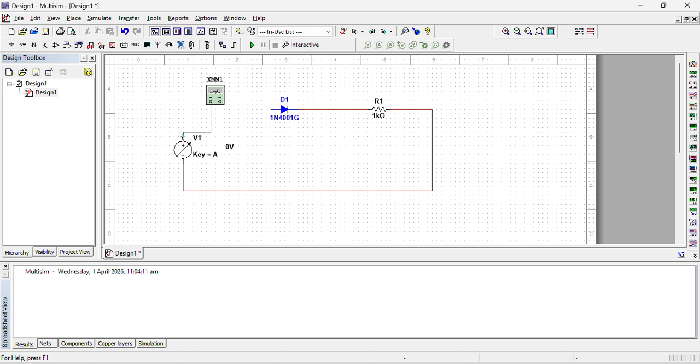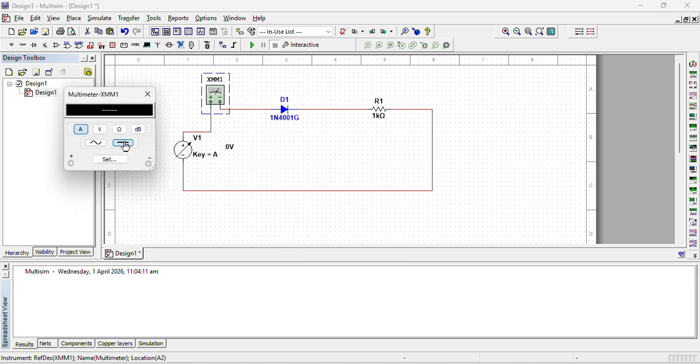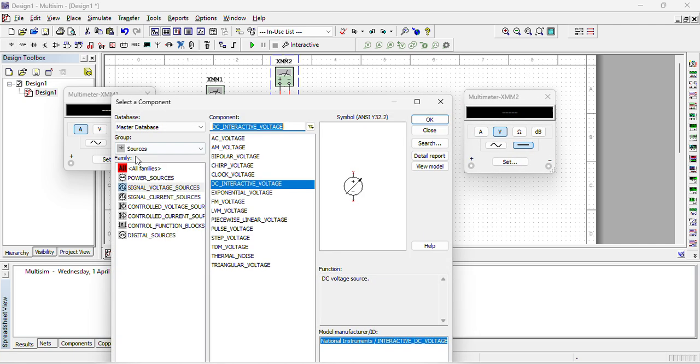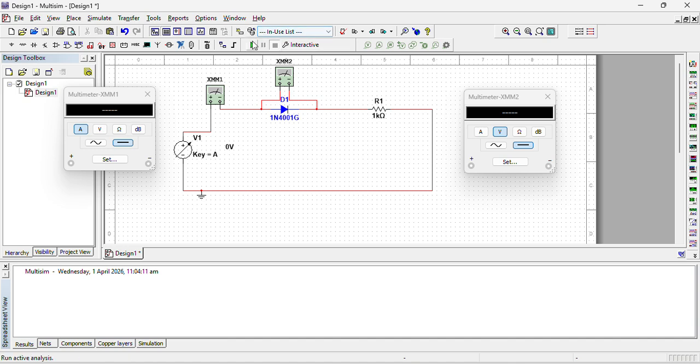and attach a meter, and let's set this meter on ampere, and of course this is DC. Another meter for voltage across the diode, so connect it across the diode, open it, this is already set at voltage and will show us the voltage. So ground for the requirement, and the circuit is completed.